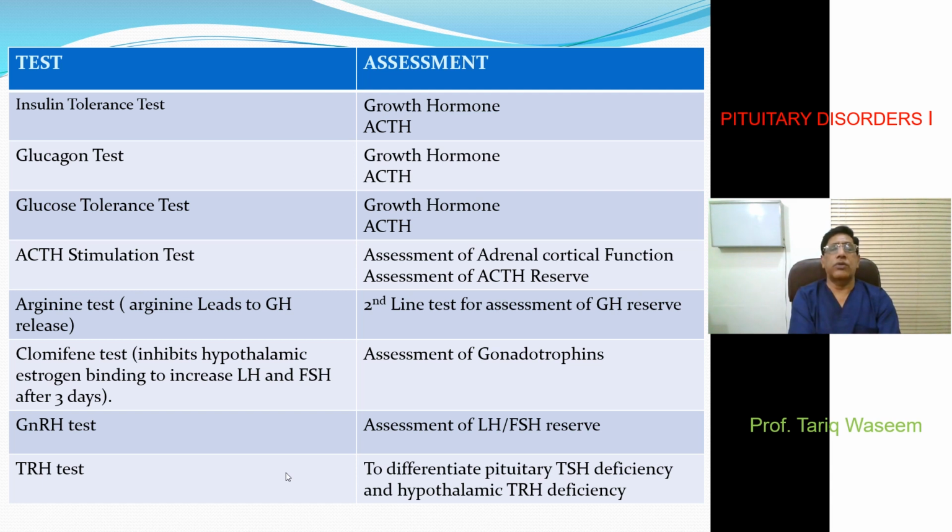In the same way, we can use the glucose tolerance test for the assessment of growth hormone or ACTH. We can use the ACTH stimulation test. Since ACTH stimulates adrenal function, in a hypofunctioning adrenal that has some reserve to release cortisol, ACTH would lead to an increase in cortisol level. But in the other case, if it is totally destroyed, it would not lead to any stimulation.